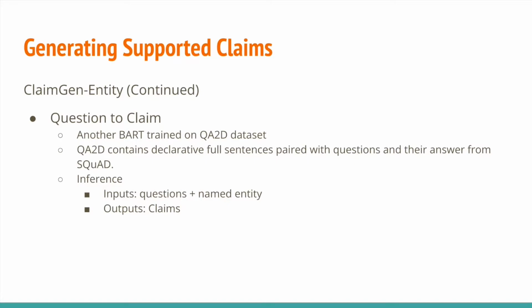Once they obtain the questions, they convert the questions to claims. For this, they use another BART trained on the QA2D dataset. QA2D contains declarative full sentences paired with questions and their answers from SQuAD. So this is a pretty specialized pre-existing dataset. During inference, the inputs are the questions and the named entities they obtained, and the outputs are the final claims. So that's it for ClaimGen-Entity.